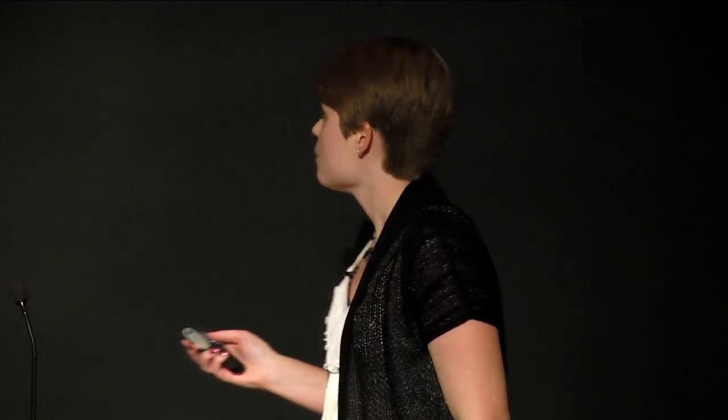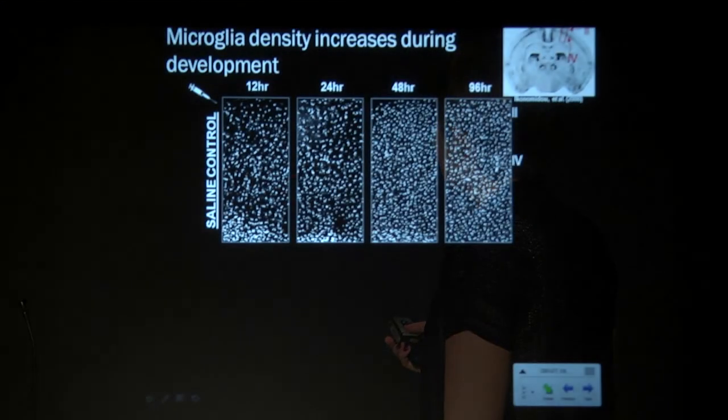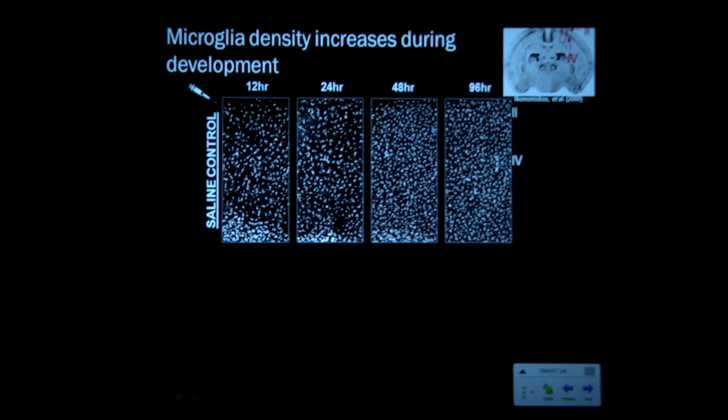All right, so what we're going to do now is actually to look at microglia. We have in our possession a mouse line that expresses a fluorescent protein in all microglia, okay? So when you're looking at these images, all of the little white dots are microglia in the brain. Now, when we're looking at these images, we're looking at something slightly different than what we were before.